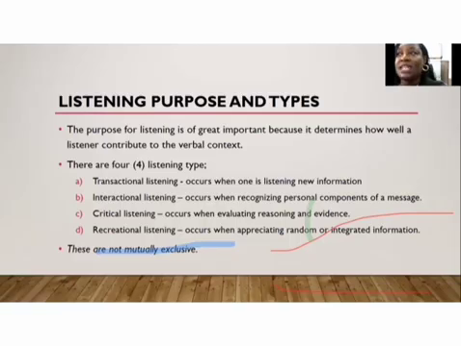Again, just like you have in the case of the roles, the listening types are not mutually exclusive. This means that one can switch from one kind of listening type to another, even during one particular context.